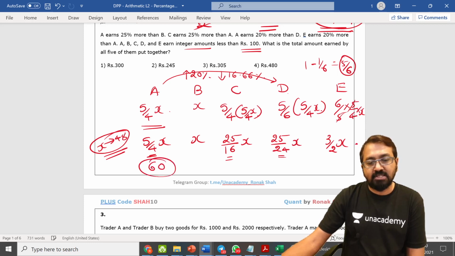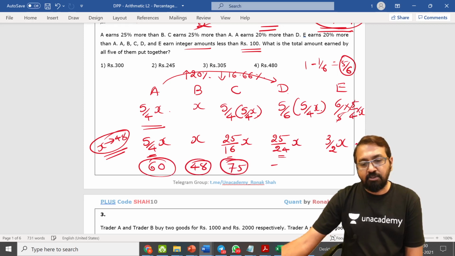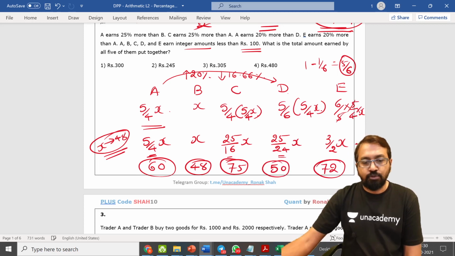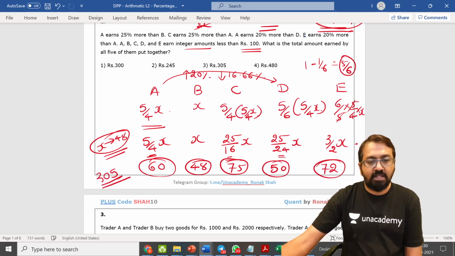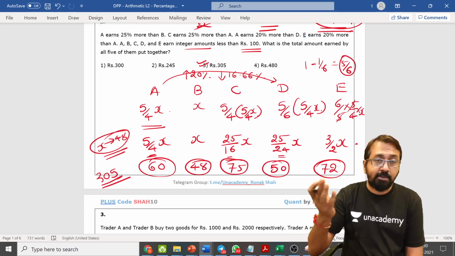And 5 by 4 times 48, this value will come out to be 60, this will be 48, then further this will come out to be 75, this will be 50, and this one will be 72. So if you just add all these values, it will come out to be 305. So that is the total amount earned by all these 5 people put together.